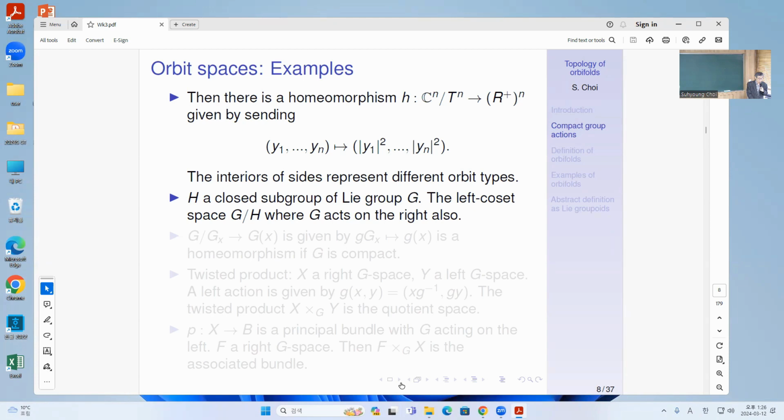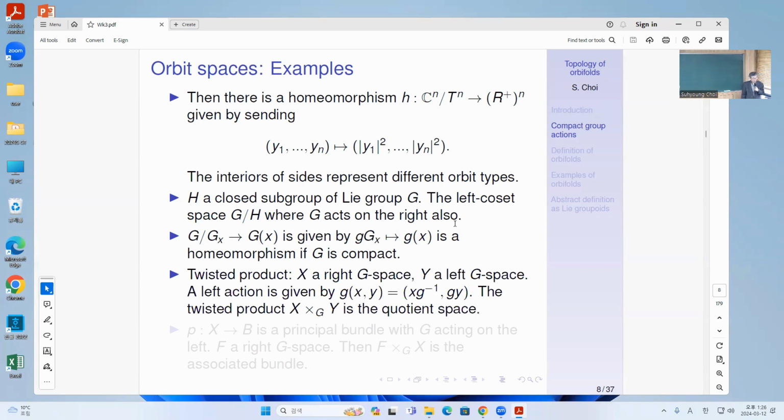When H is a subgroup of a Lie group G, then for the left coset space, G acts on the right. So if you take the left coset space, G will act on the right. Of course, you have some quotient topology here. Also, if you take G mod G_x to the orbit space Gx, then there is a homeomorphism if G is compact. Maybe I said that before, but you don't need the compactness here.